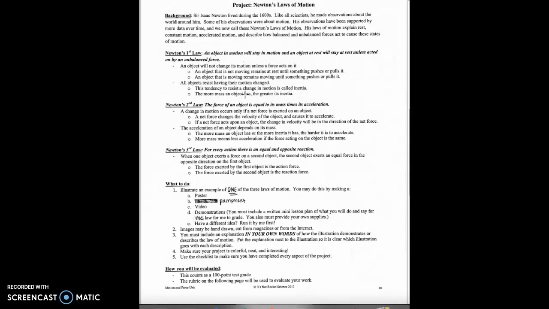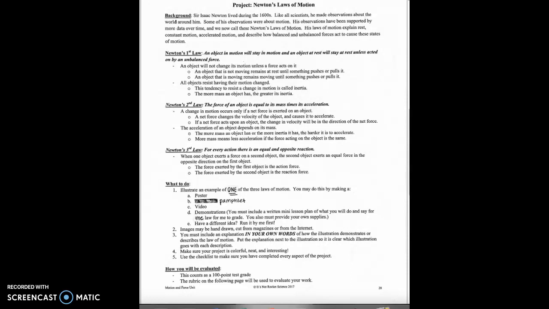His laws of motion explain objects at rest, objects in constant motion, accelerated motion, and how to describe balanced and unbalanced forces and how they act on motion. So there are three states. The first law of motion is an object in motion will stay in motion and an object at rest will stay at rest. Below the first law, it gives you a good description of what Newton's first law says, and that's going to be inertia. That's the main idea for the first law.